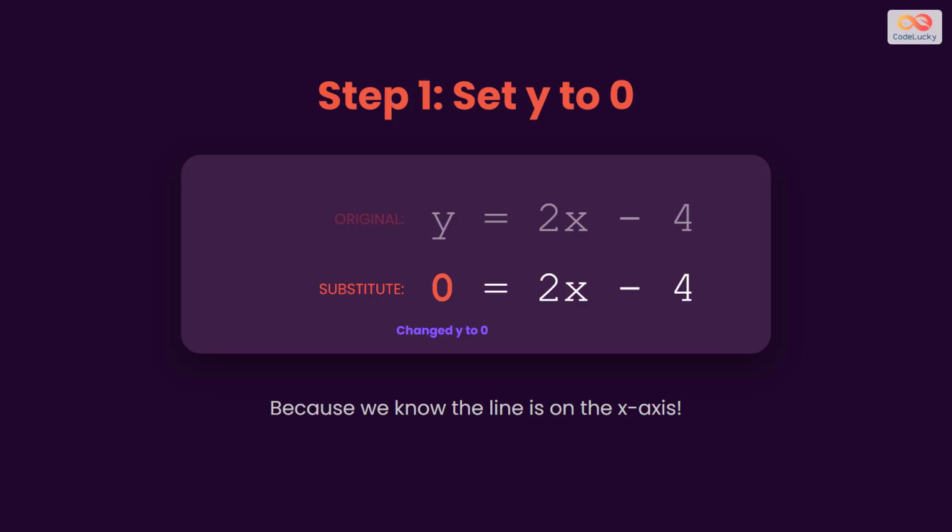Step 1 is simple substitution. Take your equation and replace the letter y with the number 0. Now, instead of y equals 2x minus 4, we have the equation 0 equals 2x minus 4. This sets up the problem for us to solve.